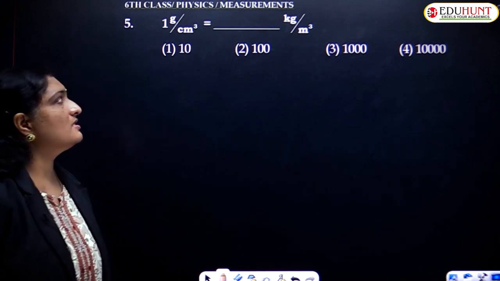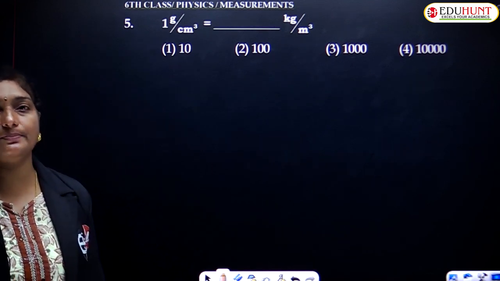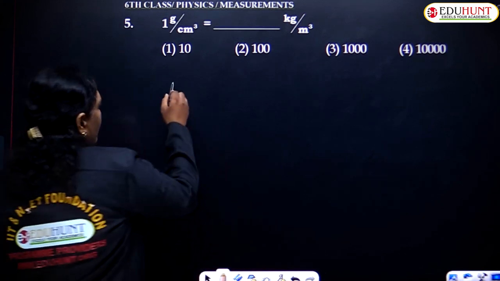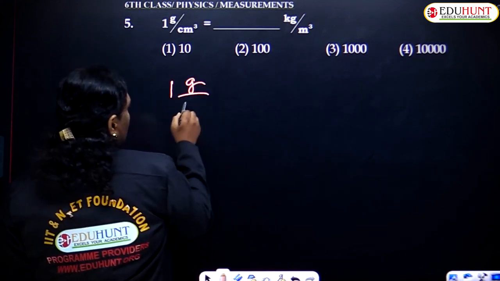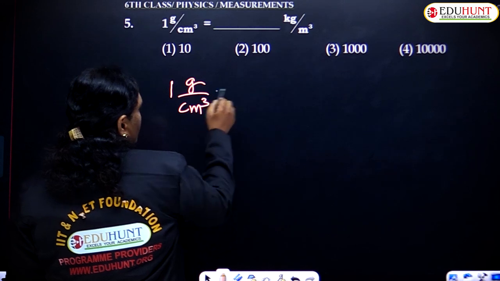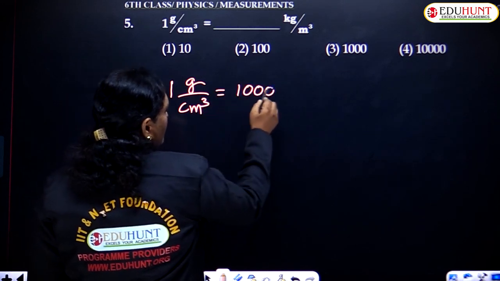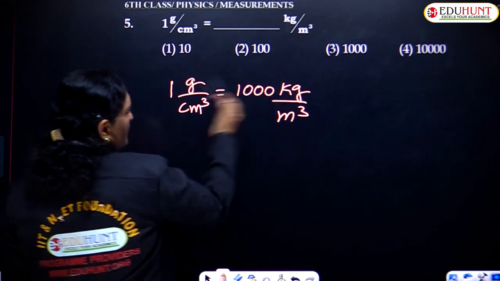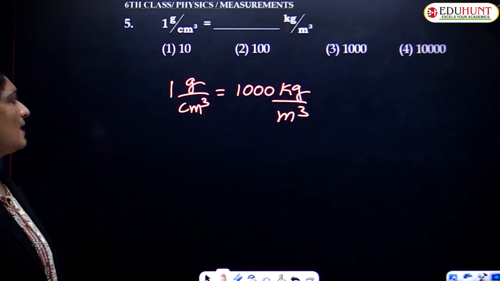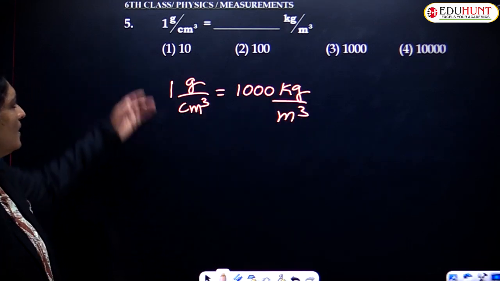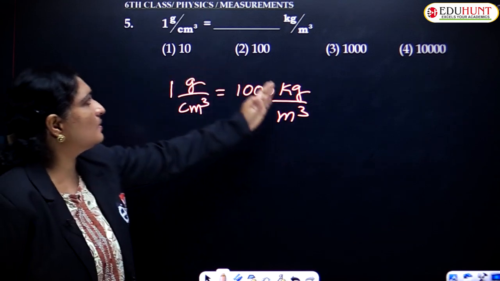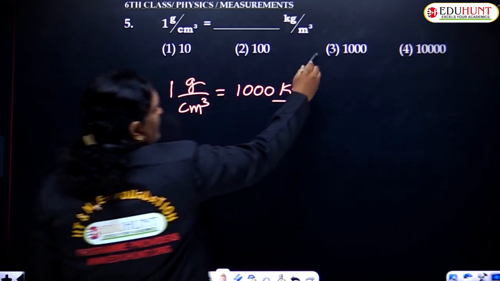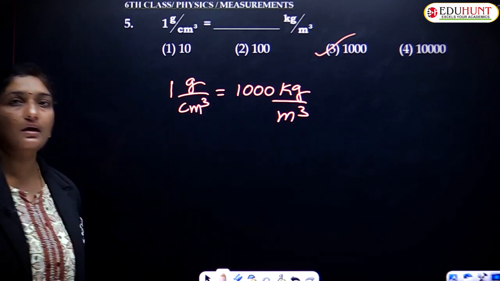1 gram per centimeter cube is how many kg per meter cube? We have already calculated that 1 gram per centimeter cube equals 1000 kg per meter cube, or 1 kg per meter cube equals 1 by 1000 gram per centimeter cube. So you are asked to convert gram per centimeter cube to kg per meter cube. What is the correct answer? 1000. Okay children.